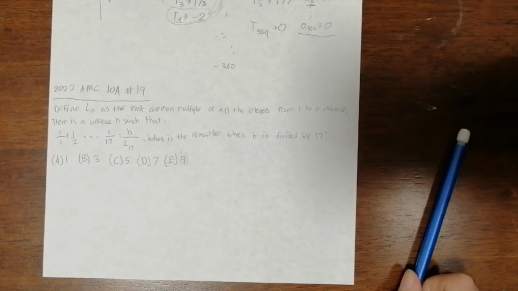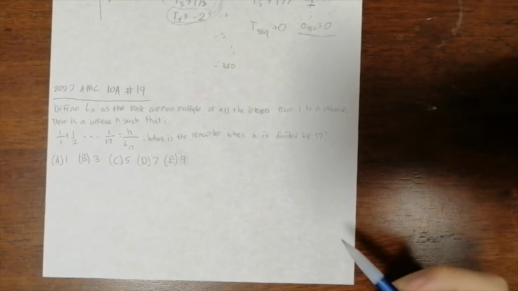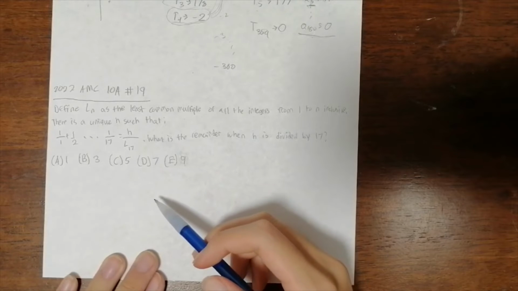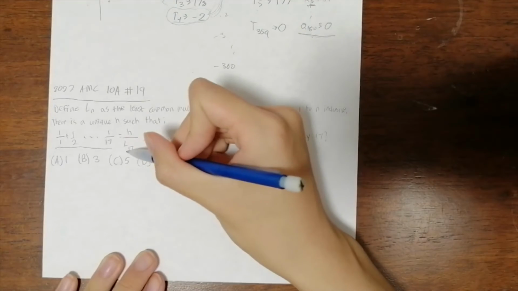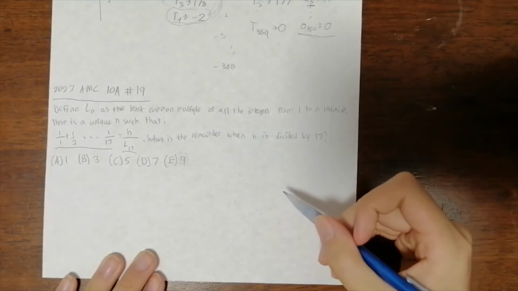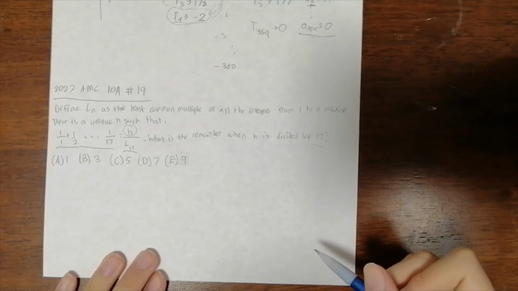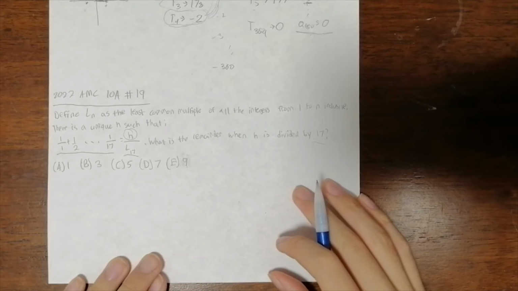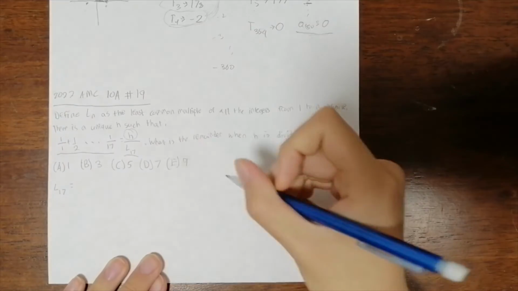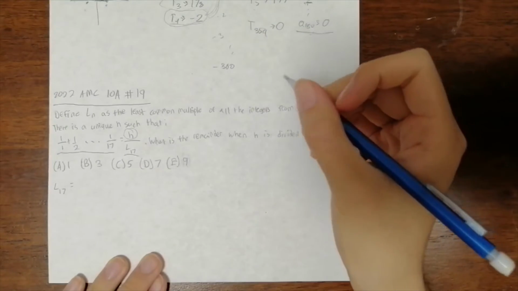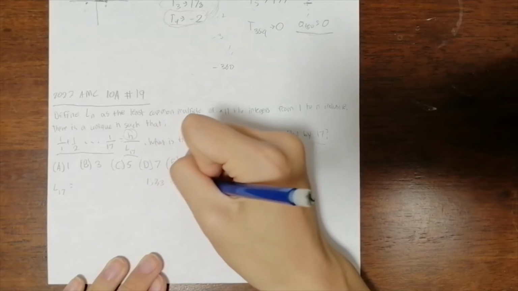Okay, so what we're essentially doing in this problem is putting all these fractions under a common denominator, which is L sub 17, and then it wants us to find the numerator mod 17. So first let's find L sub 17. This is going to be the least common multiple of 1, 2, 3, all the way to 17.